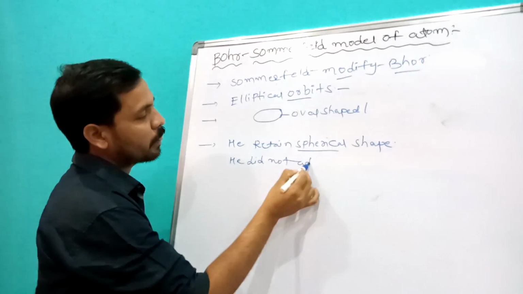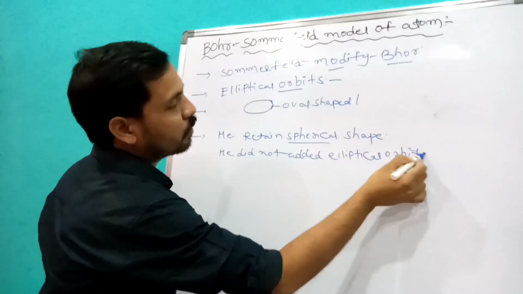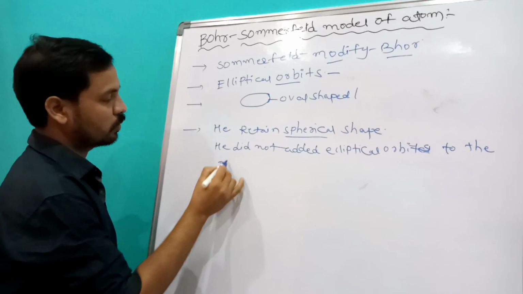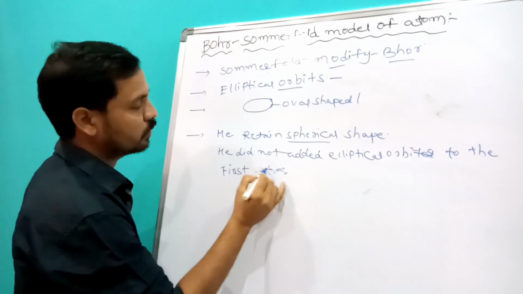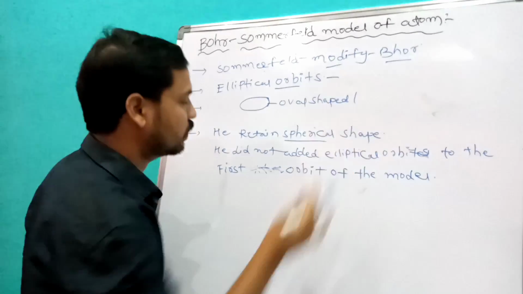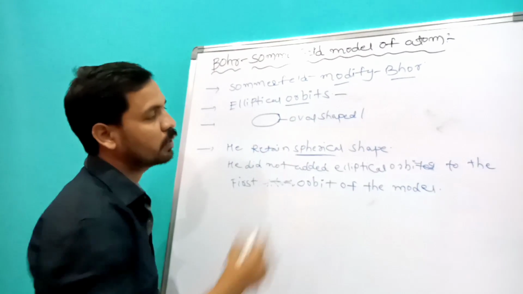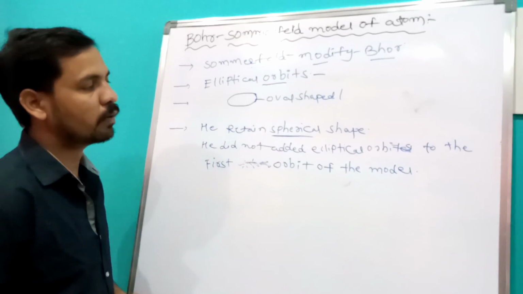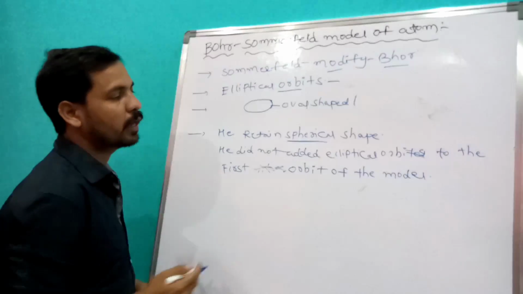He did not add the elliptical orbits to the first orbit of Bohr's model. In order to retain the spherical shape present in Bohr's model, he did not add elliptical orbits to the first orbit of Bohr's model.